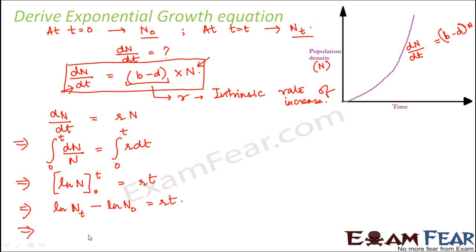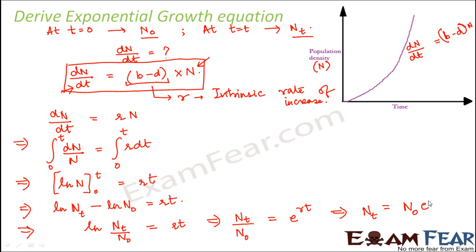So now from here you can say natural log of Nt by N0 is equal to rt. So what can we write? We can say, using the principles of mathematics, Nt by N0 would be equal to e to the power rt. Or we can say Nt is equal to N0 e to the power rt. So now when you look at this equation, you can see that it is an exponential equation. That is, the population density at any time t is equal to the population density at the initial time t equal to 0 into e to the power rt.